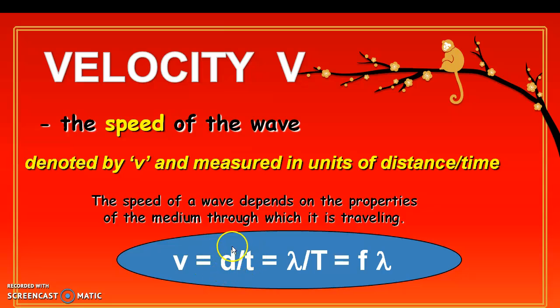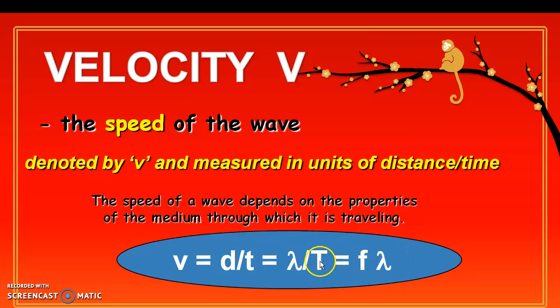Here, the distance we are talking about for one cycle, what is it? Wavelength. Distance for one cycle is wavelength, while time taken for one cycle is period. Therefore, speed is wavelength over period, which is the same thing as frequency times wavelength, or wavelength times frequency. Take note. Speed is frequency times wavelength.